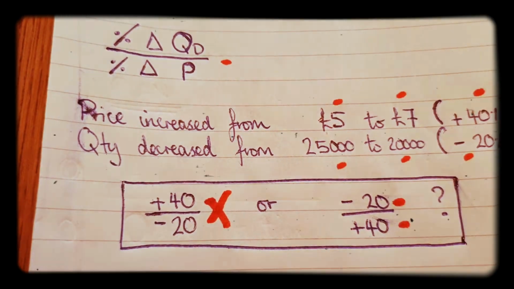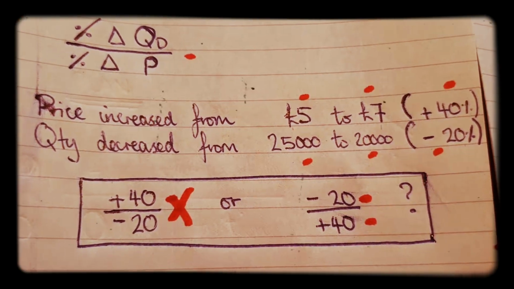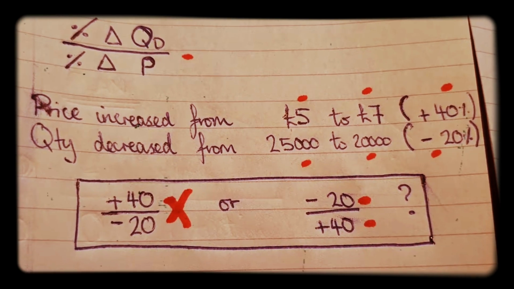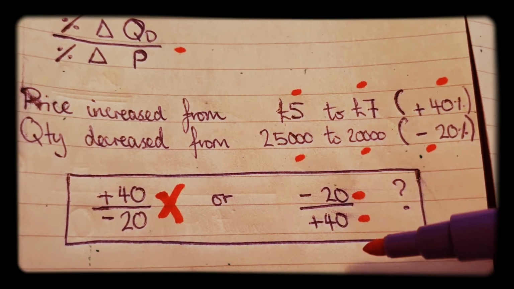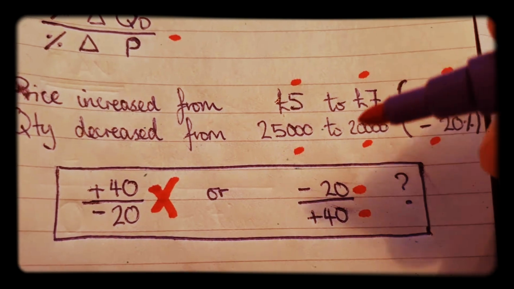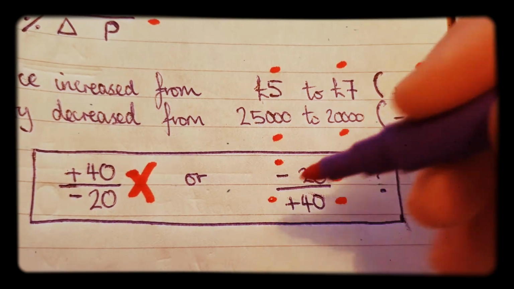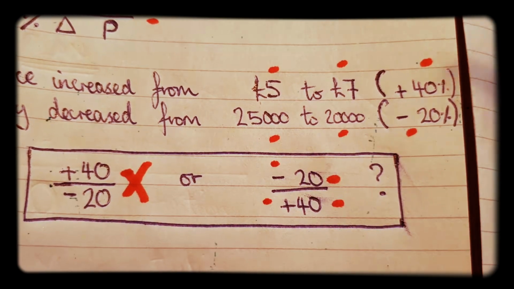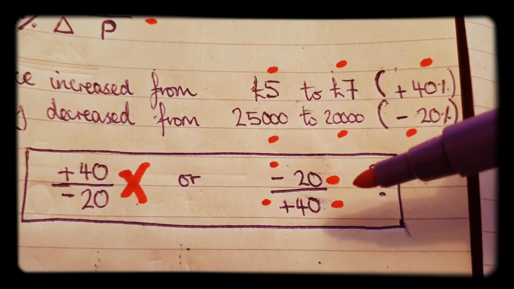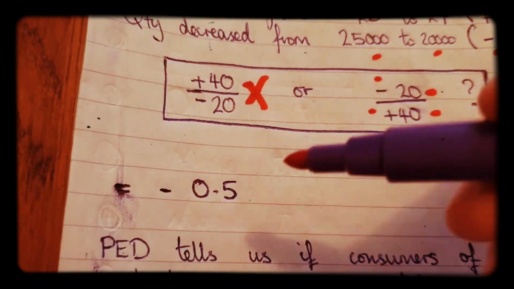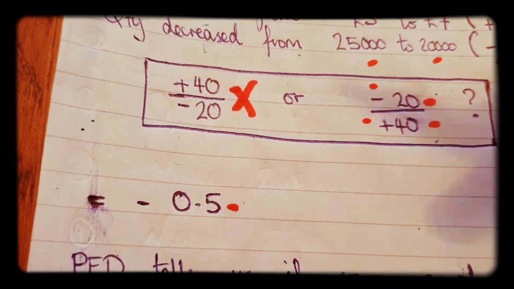Okay, so make sure that you get the equation, you get the fraction the right way around, because lots of students make this mistake. So it's quantity at the top and price at the bottom. And also don't forget to include the sign, so like minus and plus. Okay, it was a decrease of 20%, so it's minus 20, increase of 40, put a plus sign. Okay, now the answer you get is minus 0.5.